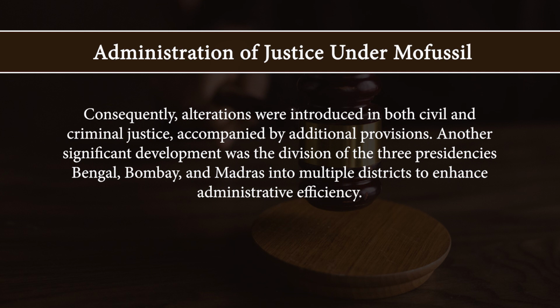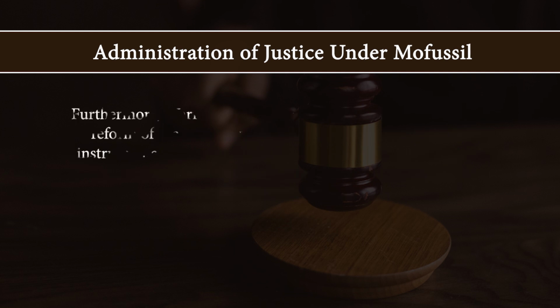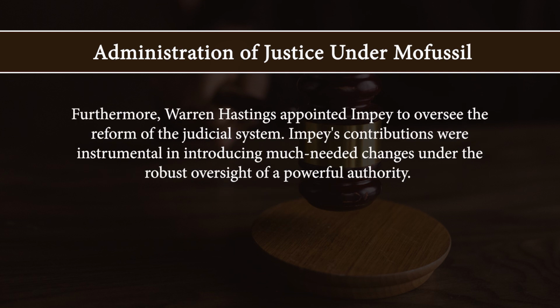Another significant development was the division of Bengal into multiple districts to enhance administration. So, basically the 3 presidencies, Bengal, Bombay and Madras, were divided into further districts. Furthermore, Warren Hastings appointed Impey to oversee the reform of the judicial system. Mr. Impey was instrumental in introducing much needed changes under the robust oversight of a powerful authority.